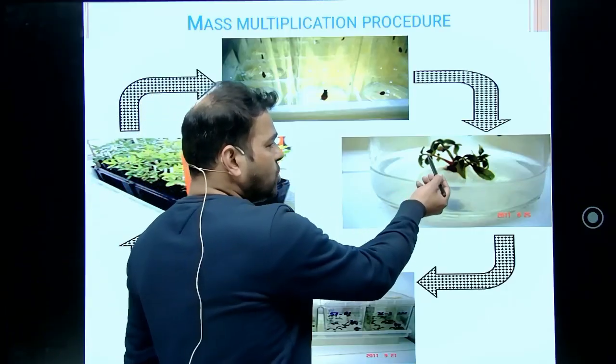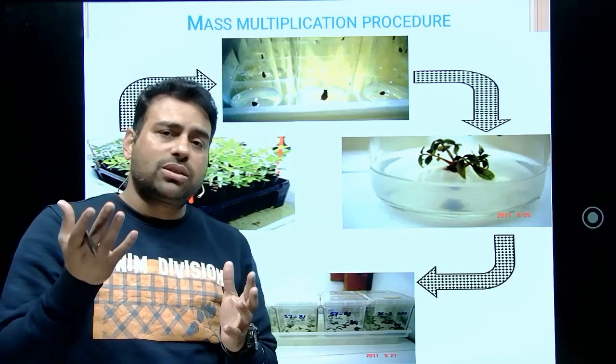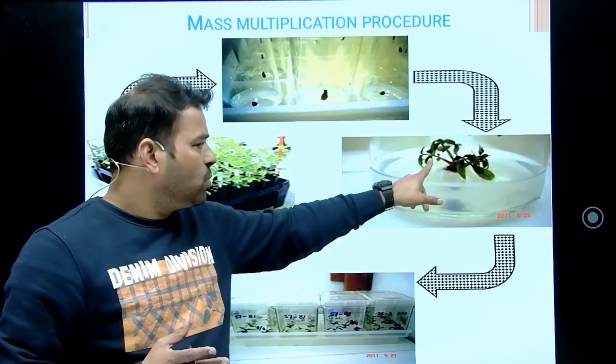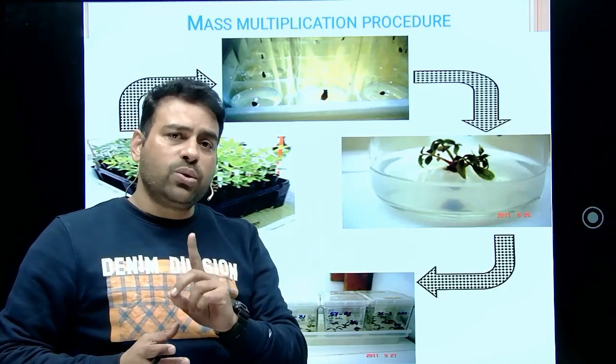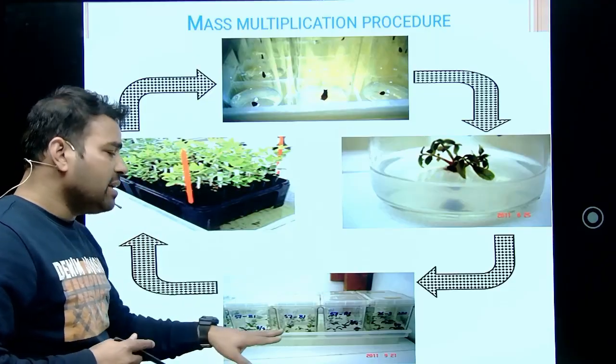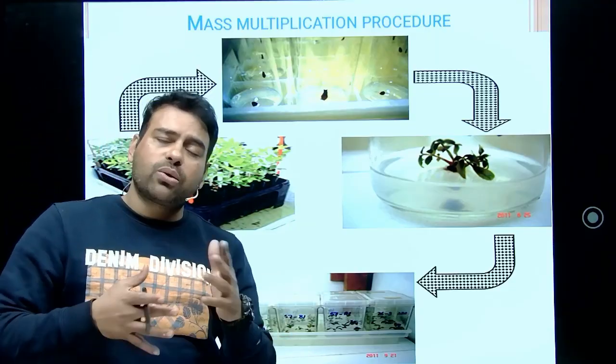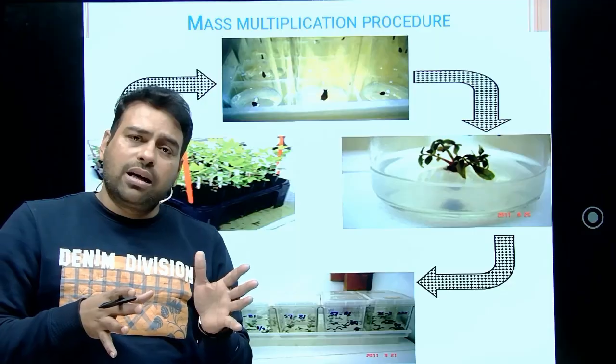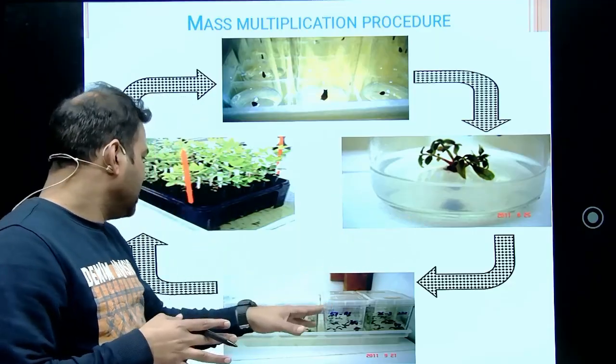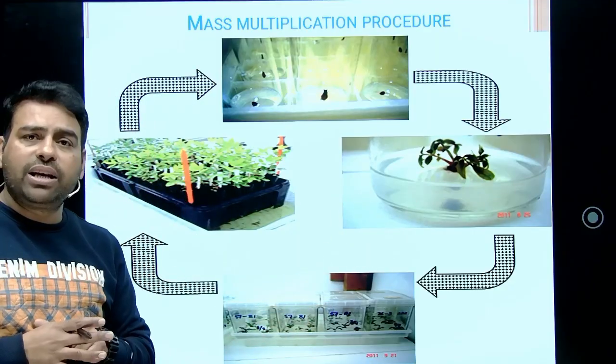Each shoot will give rise to a new plant. Then rooting will be there. For shooting and rooting, we are adding separate hormones. We will discuss that in the next slide. Then after this, we have to do hardening.